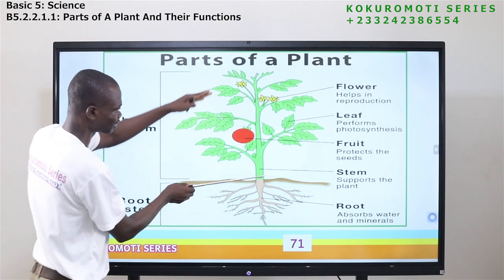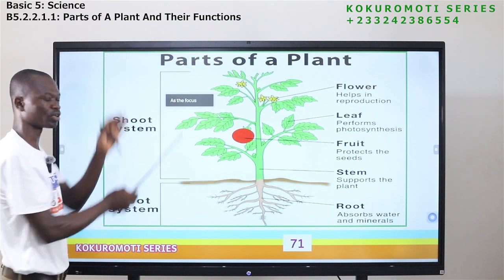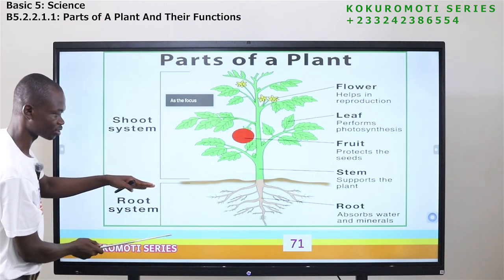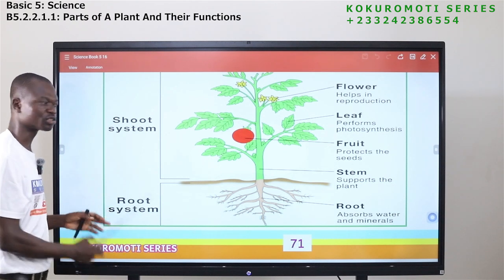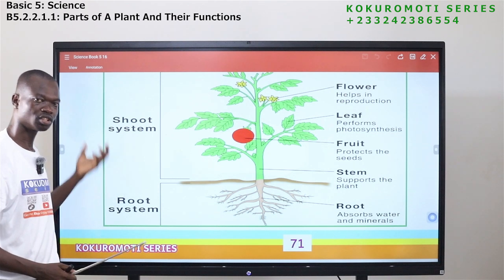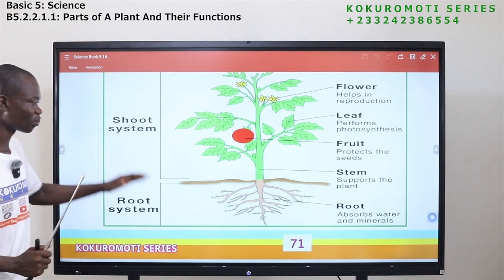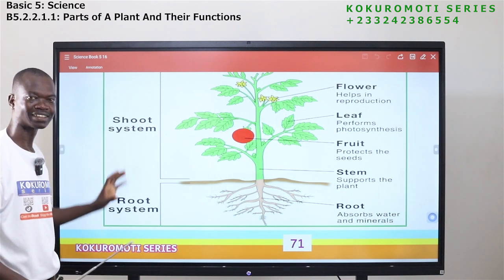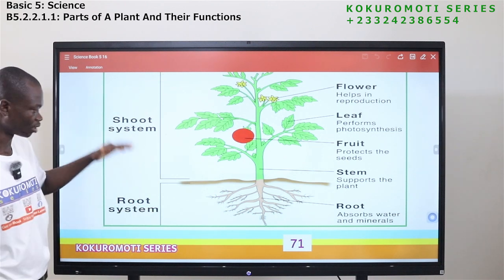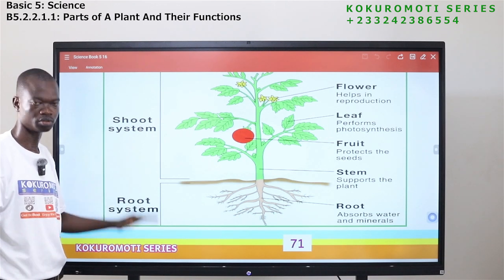So the part of the plant that is above the ground, from this side to this side, we call it shoots. And the part that is found in the soil is called roots. So if you are asked to differentiate between roots and shoots, what you should know is that one part is found in the soil, one part is found above the ground. The one above the ground is called the shoots. The one buried in the soil is called the roots.